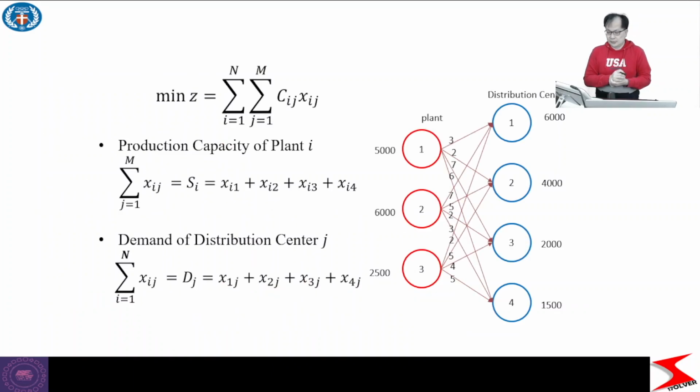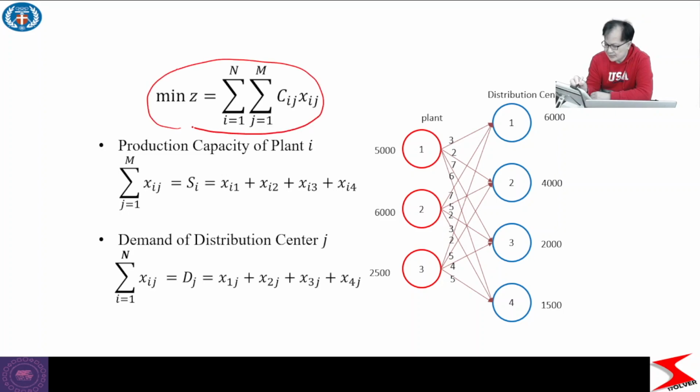And now we try to build the mathematical model. Okay, basically this one minimizes the sum of C_ij X_ij, which is the objective function here. And the production capacity constraint is here. And the demand of distribution center constraint is here.